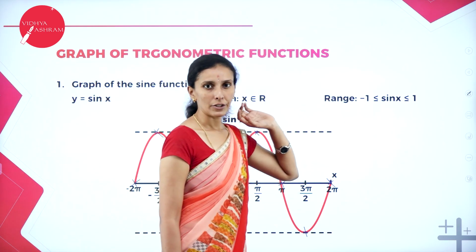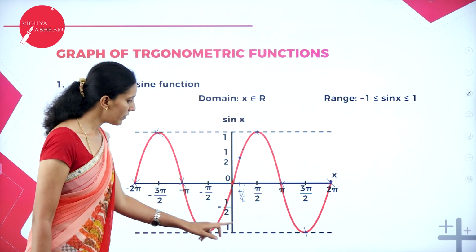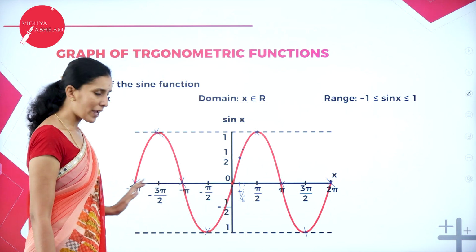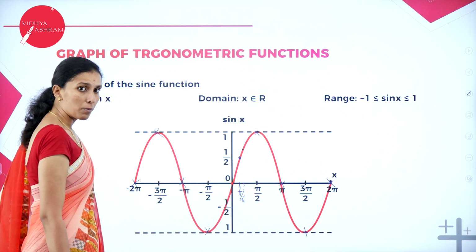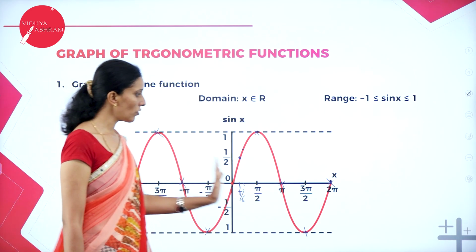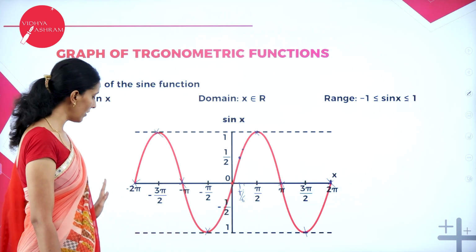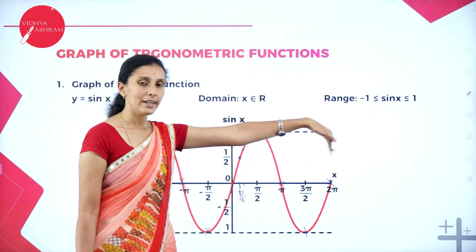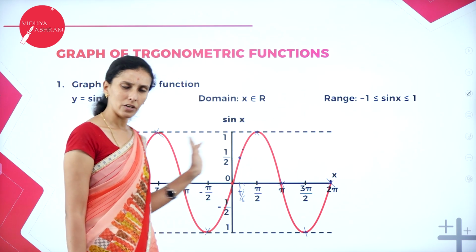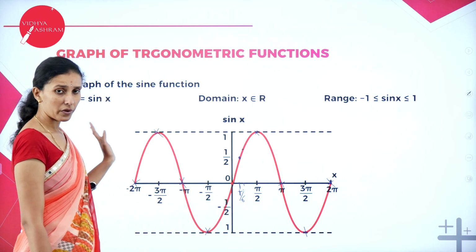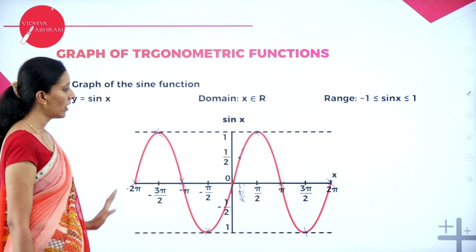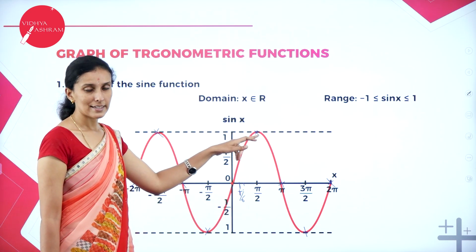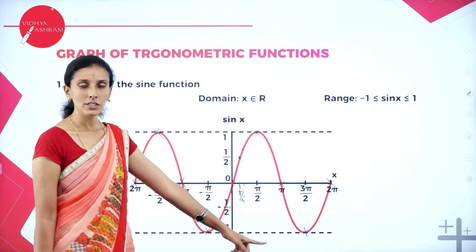Now coming to the range. The minimum value is minus 1. The maximum value is 1. You can extend this graph for more values of negative angles, and also beyond 2 pi. Here I have taken from minus 360 degrees to plus 360 degrees. You can take more, 720, 420, and here also minus 720, minus 420, like that you can go on extending. But for any values, the maximum value of sin x is 1 and the minimum value is minus 1.